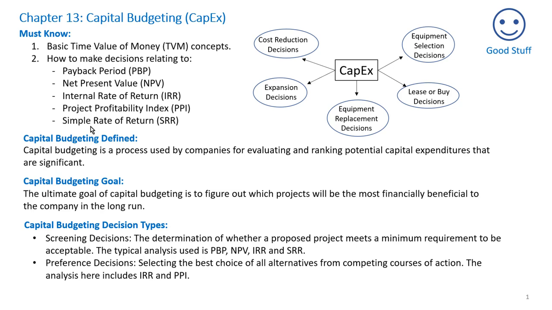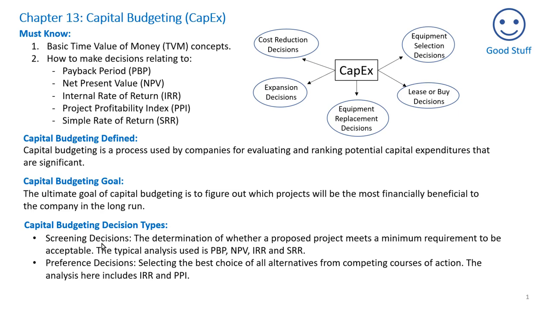The ultimate goal of capital budgeting is to figure out which projects will be the most financially beneficial to the company in the long run. There are two types of capital budgeting decisions. One, screening decisions, and two, preference decisions.